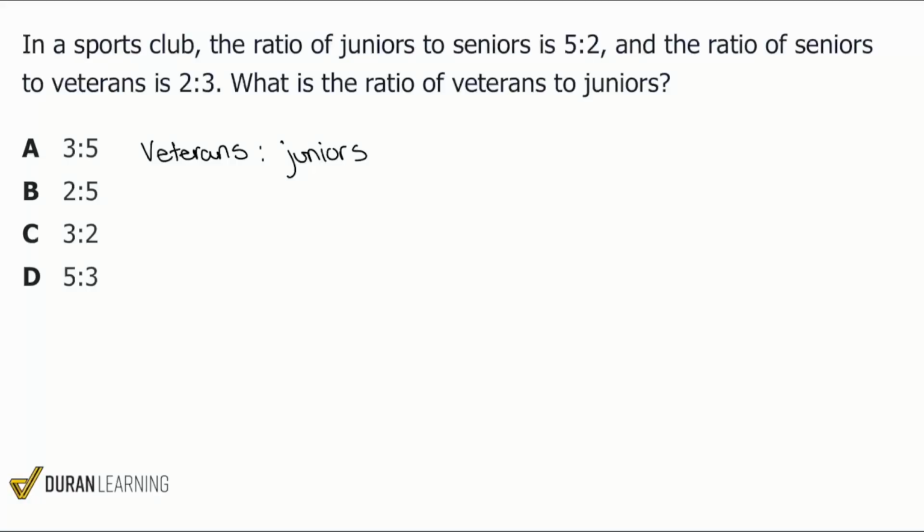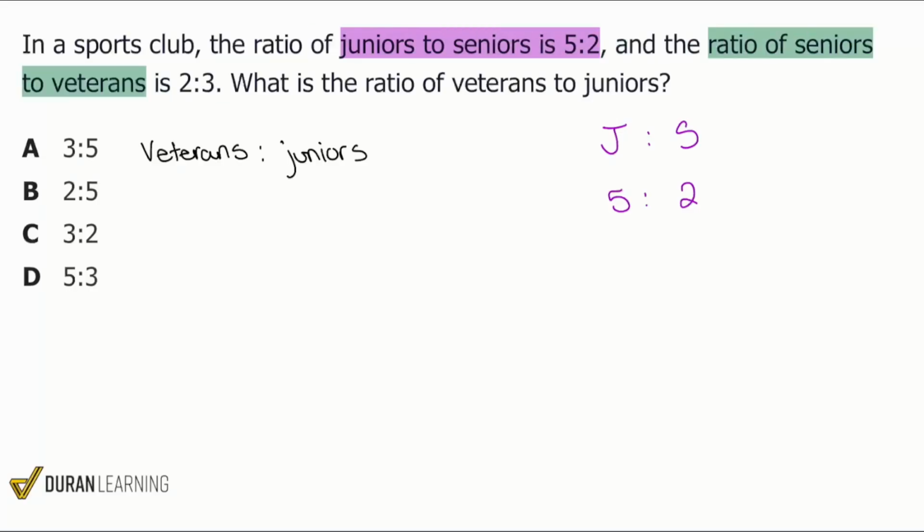So here's what I'm going to do. I'm going to write these chains, these ratios, over here on the side. So I'll go ahead and say juniors to seniors, 5 to 2. So I'm going to put a J for juniors, S for seniors, and that is going to be 5 to 2. Then I'm also going to look at the other comparison that is made in green. So I'll write this down over here. Ratio of seniors to veterans is 2 to 3. So I'll say over here, we have seniors to veterans, and we'll say 2 to 3.